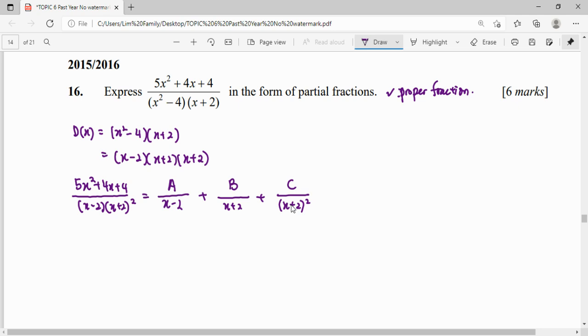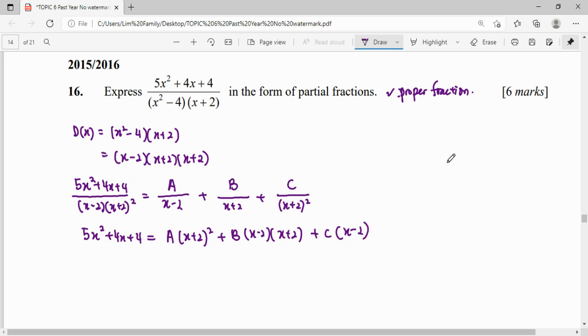And then we continue to step 5, where we come up with an equation by equating our numerator. How do we equate the numerator? We multiply A by the factors that it doesn't have. Under A, the factor is x minus 2, so A will be multiplied by x plus 2 squared. For B, it has x plus 2, so the factors it doesn't have are x minus 2 and another x plus 2. Because x plus 2 is a repeating factor and it only has it once, we need to multiply by another one. For C, it will be multiplied by x minus 2.